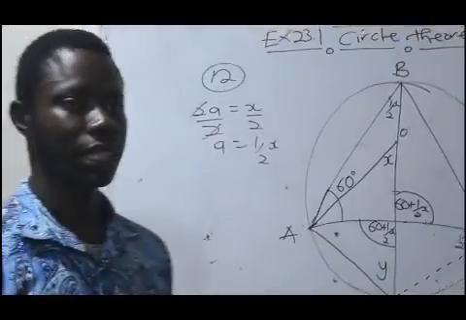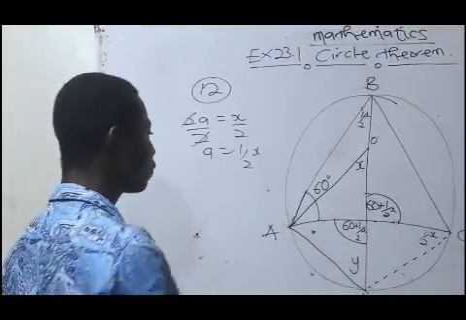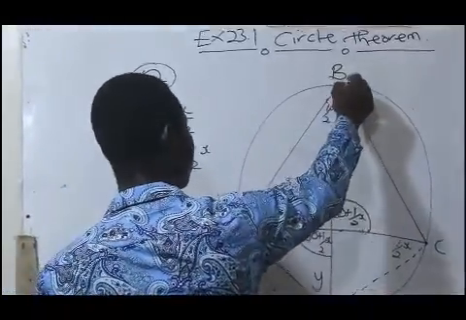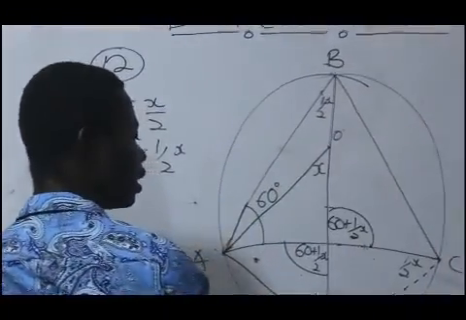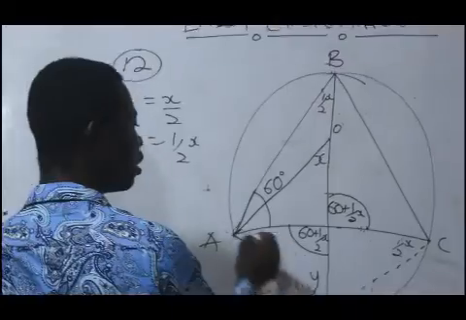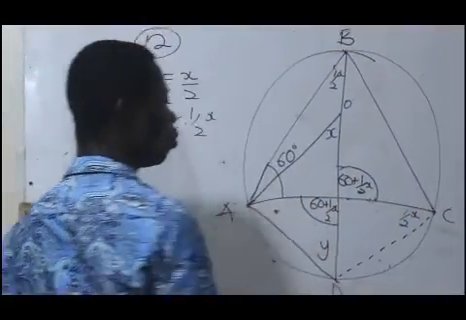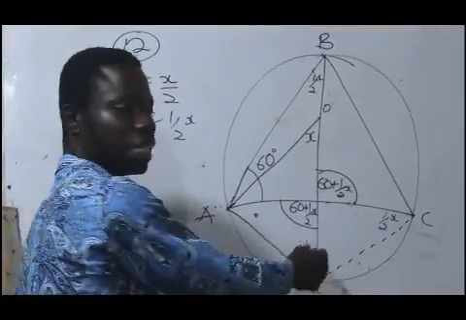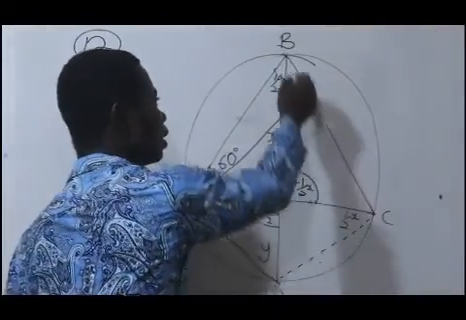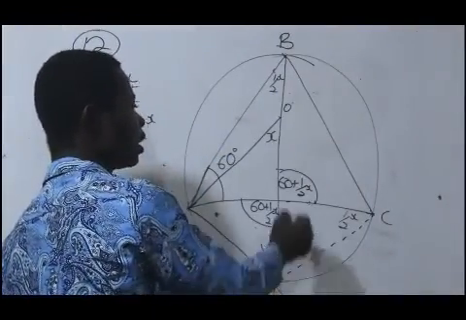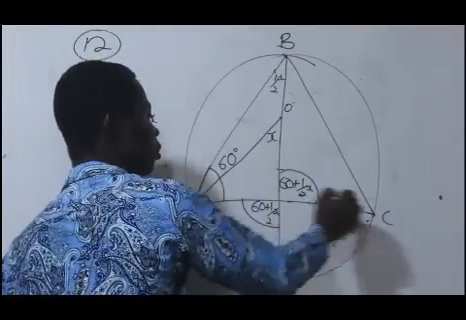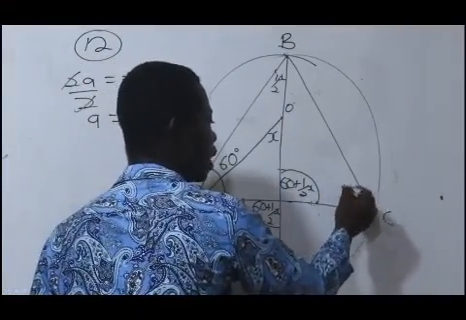Now let us look at another thing. We have this chord here called AB. It's subtending an angle at D. The same chord is subtending an angle at C. So if it subtends Y degrees here, then it will also subtend the same Y degrees here. The same chord also makes an angle here, so we are going to have Y degrees here.